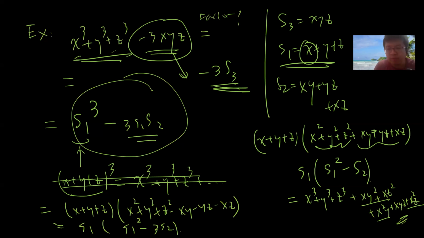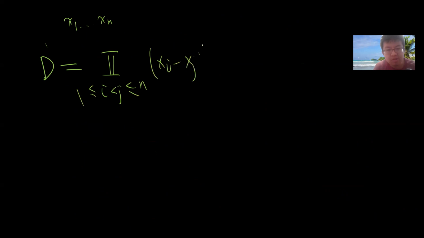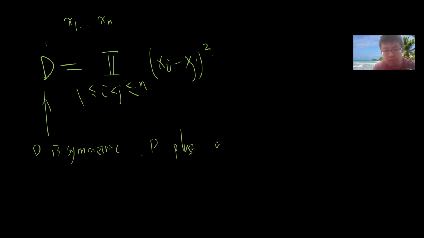Another example which is also very famous is called the discriminant. Given any polynomial, this is a very famous result. Given x1 up to xn, imagine they are the roots of a polynomial, then you can define the so-called discriminant, defined to be this: the product of (xi minus xj) squared, right? So obviously D is symmetric. And D also plays an important role in Galois theory.